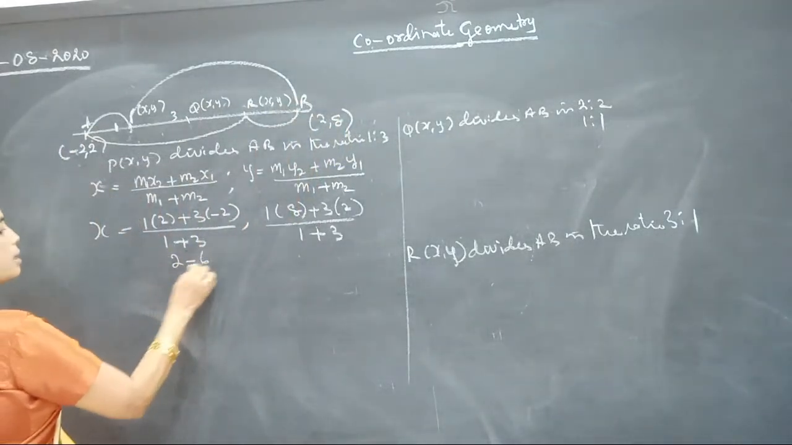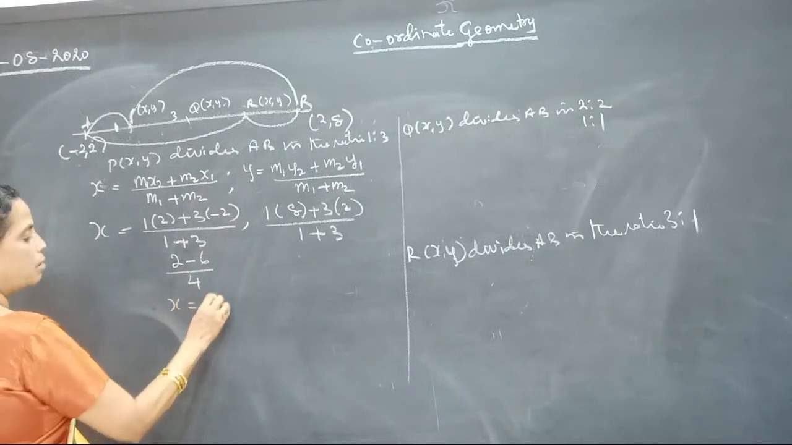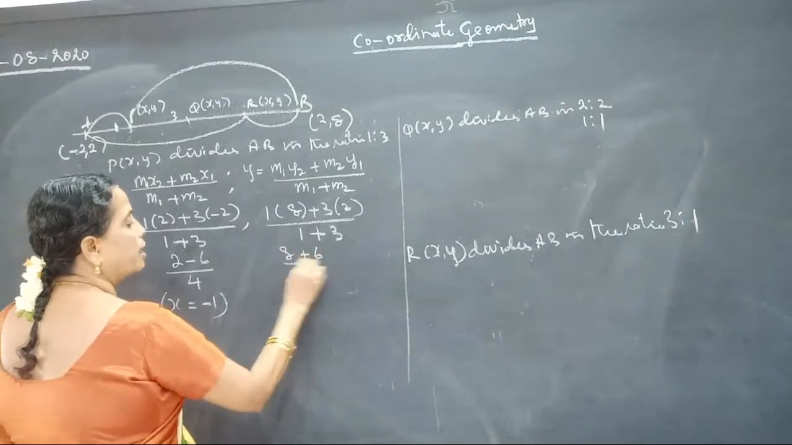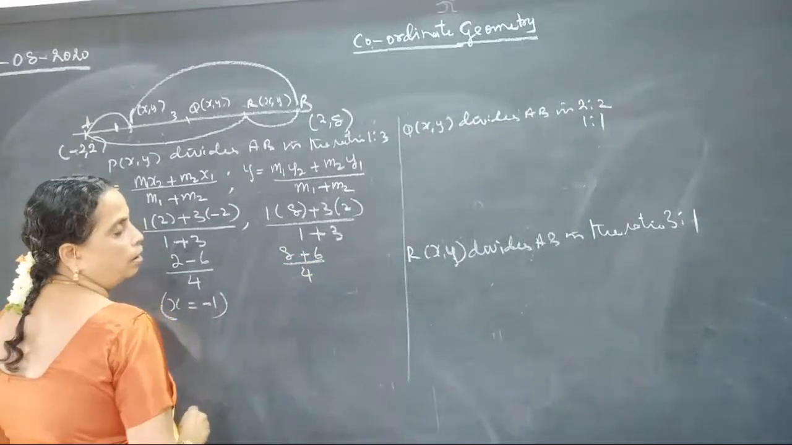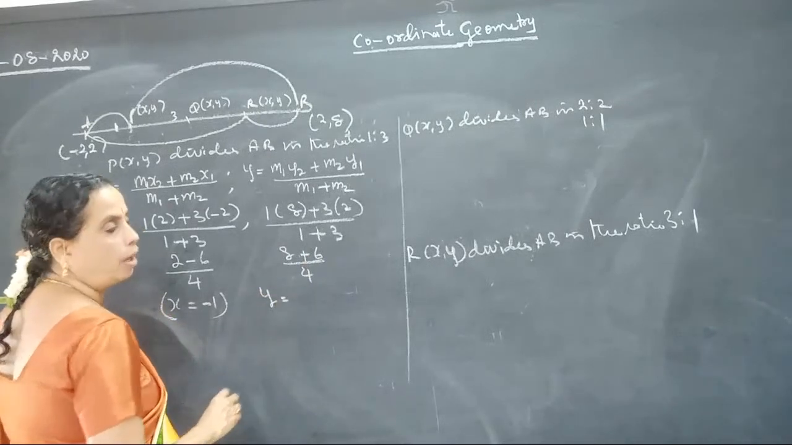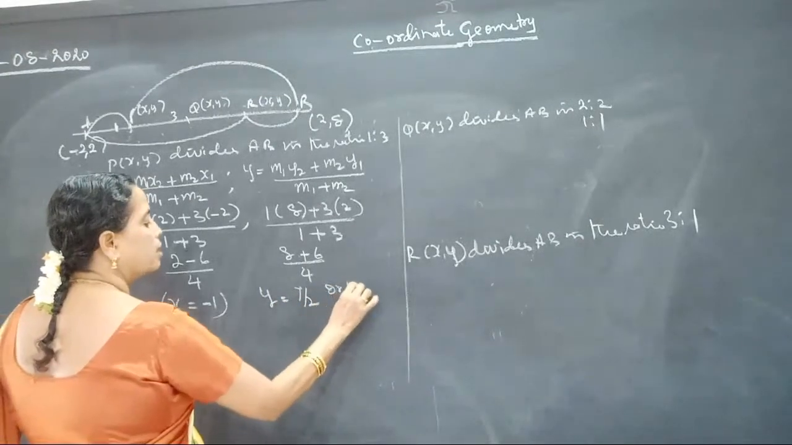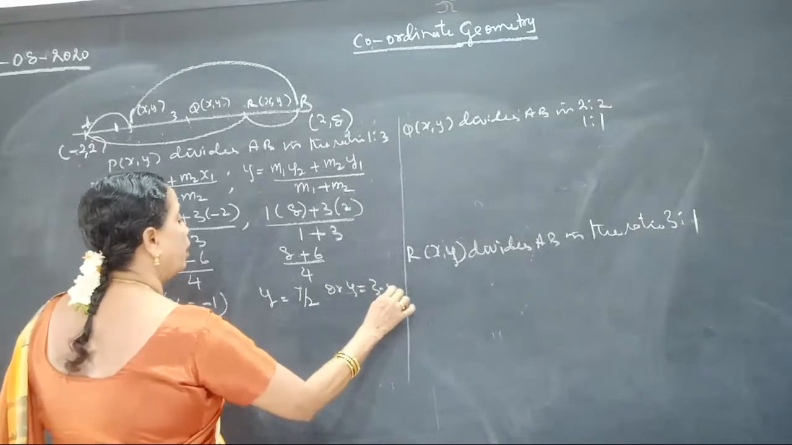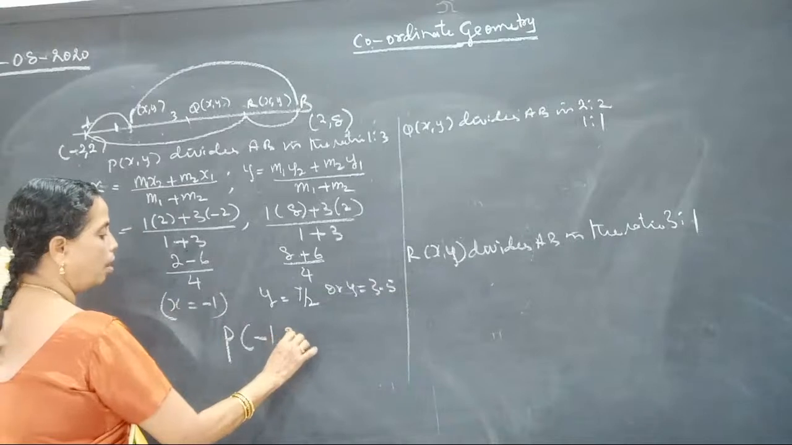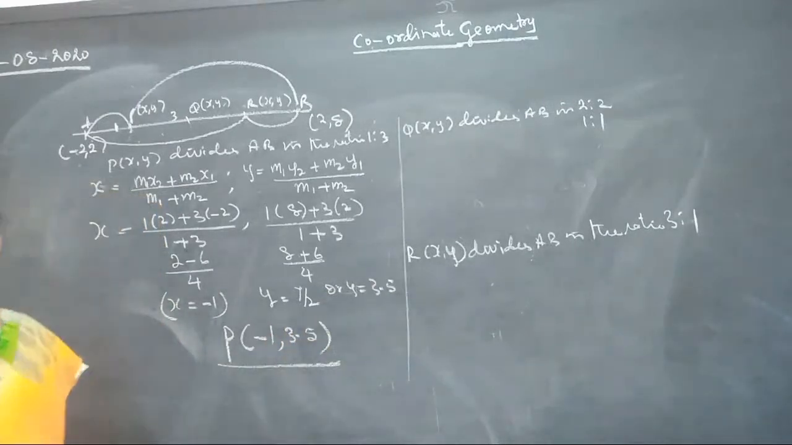2 minus 6 upon 4. You will get x equals minus 1. 8 plus 3 2s are 6, by 4. You will get y equals 14 upon 4, which is 7 by 2, or y is equal to 3.5. So P has the ordered pair (minus 1, 3.5). First part over. This is a 4 marks question.